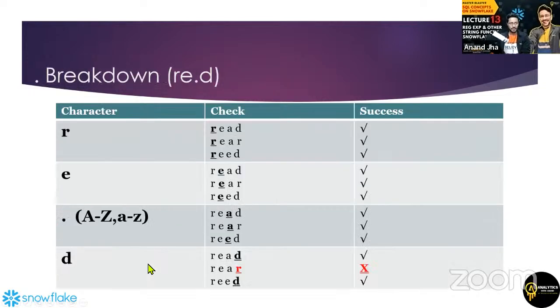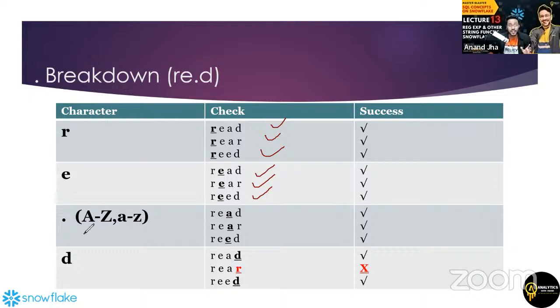Next, we have this example. Focus on the screen. Look at the beauty of this PPT. R is there everywhere, correct. Then character E is there, correct. Then I have given a dot. Understand this very carefully. I'll be going very slow.